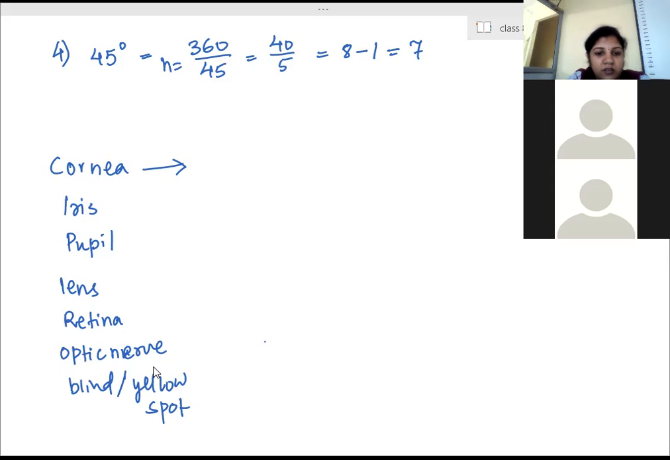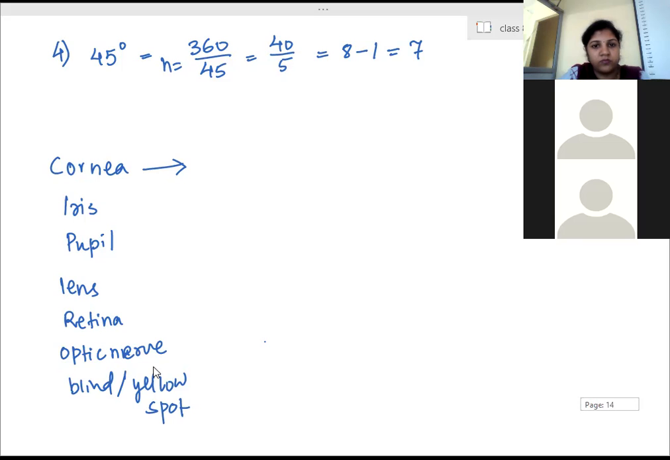Then Braille system lastly. What is Braille system? Ma'am, it's used by blind people. Instead of alphabets, it uses dots. Raised dots are present on one sheet, so by touching those raised dots, the people can read.